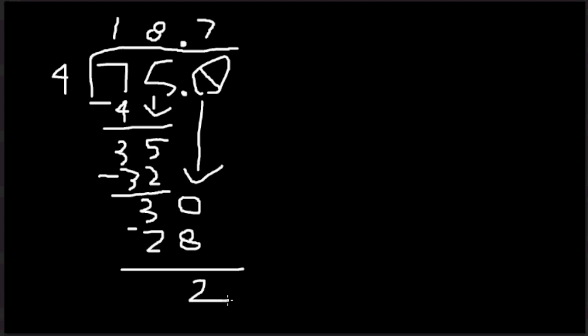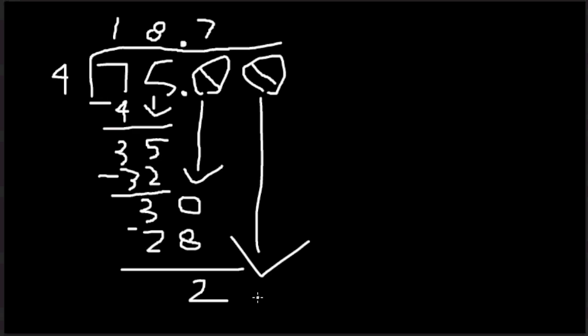And now that's a 2. And we're going to add another 0. Alright, so we're going to drag that down there again. 20. And 20 divided by 4 is 5.